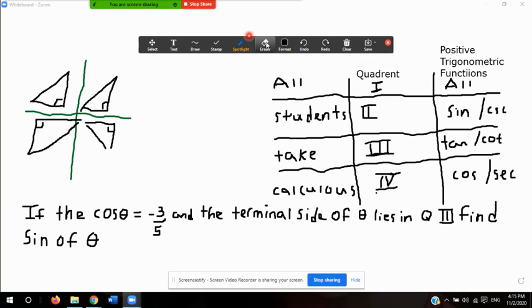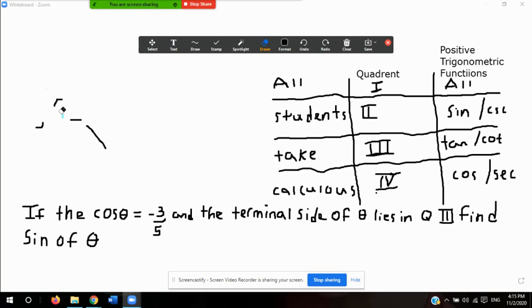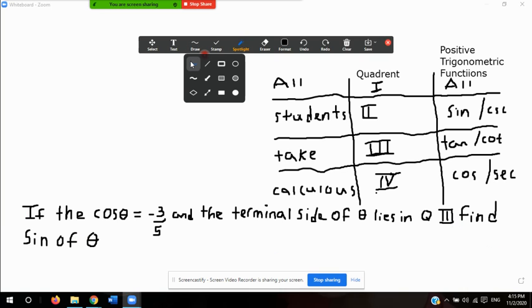Now that we have that basic understanding, we can actually go and use this information to answer example number 1, which is located in your textbook. Example number 1 reads: if the cosine of z is negative 3/5 and the terminal side of z lies in quadrant 3, find the sine of z. So the first thing that we need to do is identify what trigonometric function we have, and we have the cosine of z, which is negative 3/5.